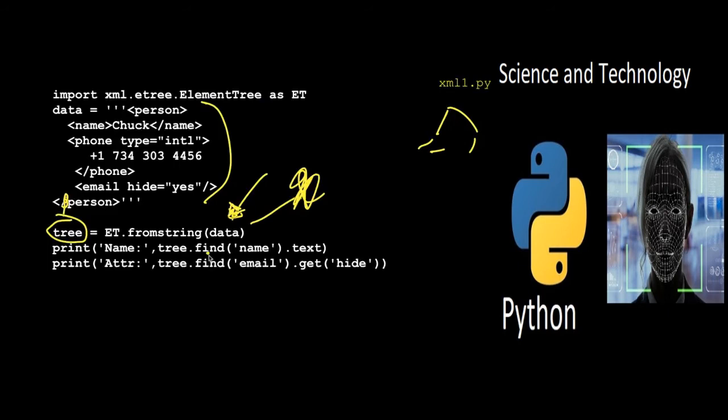So we say tree.find and look for a tag name. So that finds the tag name, which is this. It's everything, the tag and the text. If we want the text, we add .text, and that actually refines it to only the word Chuck. And similarly, if we do tree.find email, that finds the email tag, which is this tag.